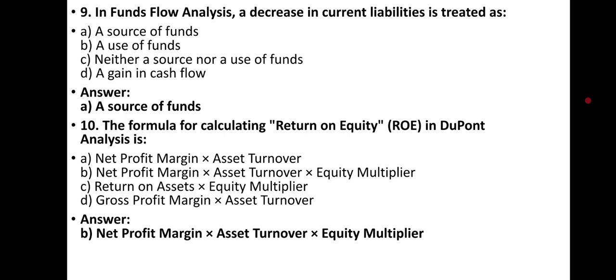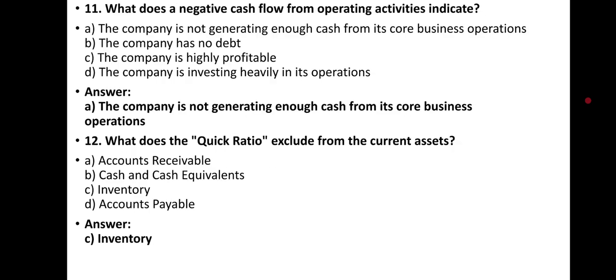In fund flow analysis, a decrease in current liabilities is treated as the source of fund, uses of fund, neither a source nor a use of fund, or a gain in the cash flow. So right answer is A, source of fund. The formula for calculating return on equity in DuPont analysis is, so right answer is B, net profit margin, asset turnover and equity multiplier. In that way you can calculate the return on equity.